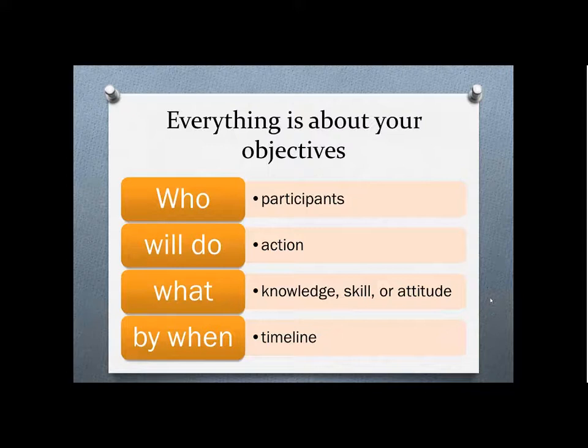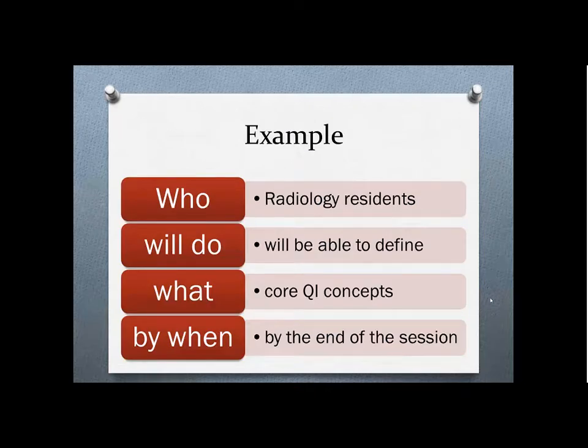I use these types of questions to ask myself, is this a good objective? So who is doing it, and what are they doing, and by when? So to take this to the example we've been using, the good objective might be, at the end of this curriculum, radiology residents will be able to define core QI concepts by the end of the session. Define who will do what by when. As you can imagine, this easily facilitates the evaluation. I can then go on to design an evaluation that at some point will have the core QI concepts.